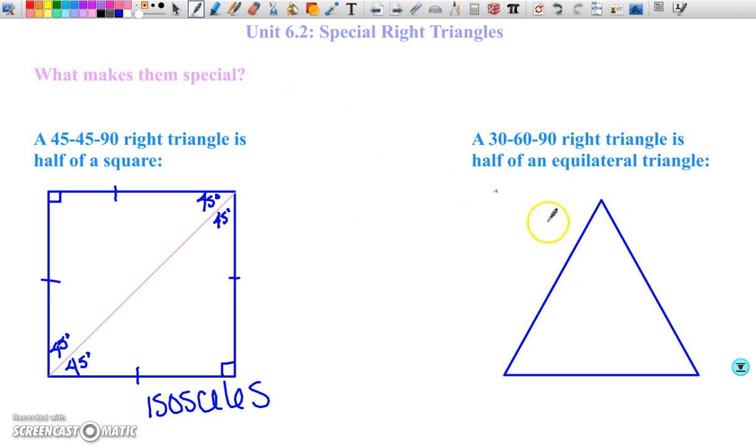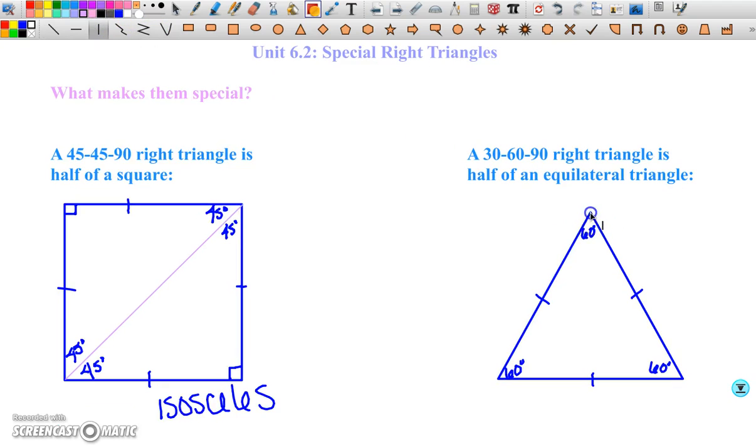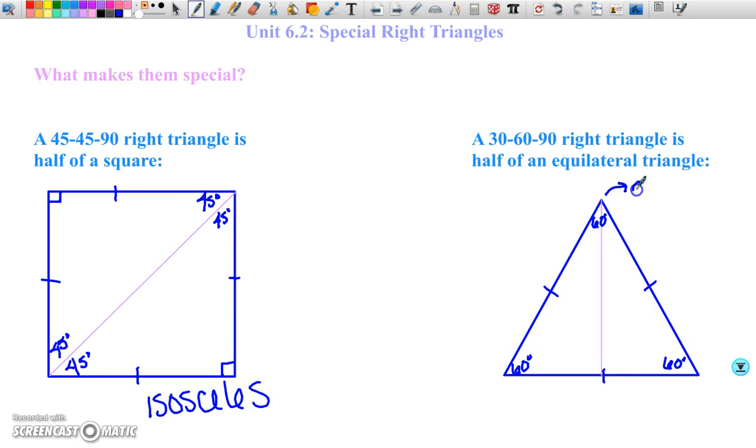Now with a 30, 60, 90, if we have an equilateral triangle, so 60, 60, 60, and all these sides are the same, well, what happens when we draw in an altitude? So I'll go ahead and put this altitude right here. So remember that thing is an altitude. And that makes a right angle, which cuts this in half also because it's an equilateral triangle. So then what it does up here is split this 60-degree angle into two 30-degree angles. And then we have a 30, 60, 90.